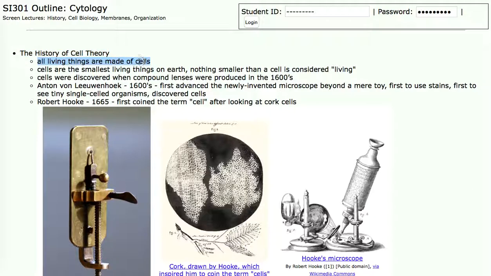This is sort of a foundational concept in biology. We don't think there are any living things on this planet that aren't made of little bitty living things that makes the organism work. Cells are the smallest living things on Earth. If you rip a cell apart, the stuff inside is no longer alive. But on the other hand, you can take cells out of living things and grow them in a culture dish.